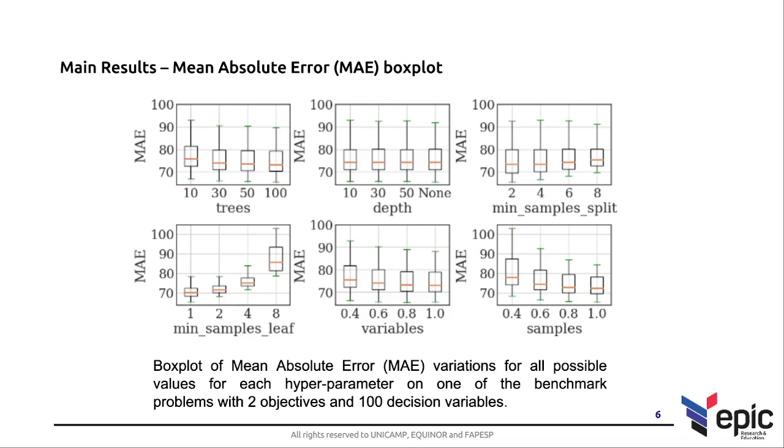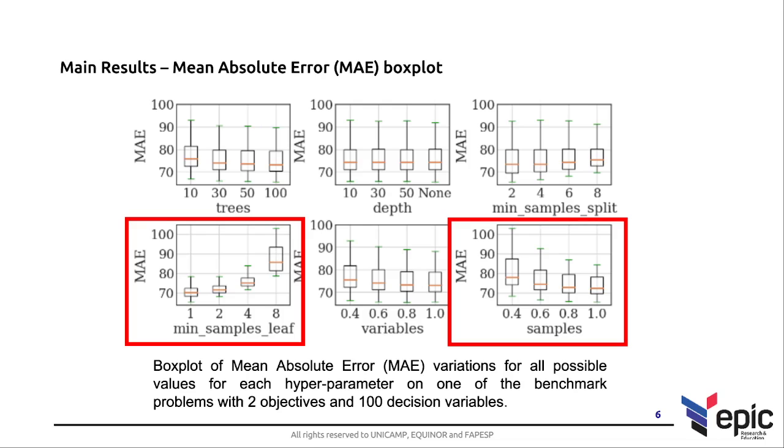As one of our main contributions, we identified that the minimum number of samples to be at a leaf node is the most important hyperparameter. As we can see here, if we choose the highest possible value, no matter the values of the other hyperparameters, we will always get the worst results. And the second most important hyperparameter is the number of samples. These two hyperparameters must be defined carefully.